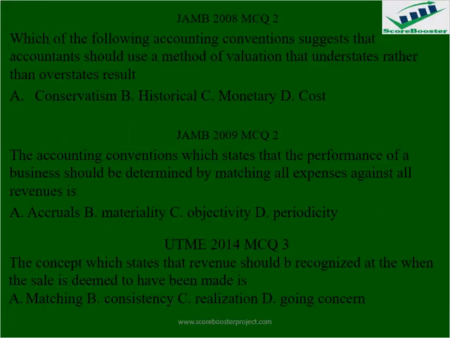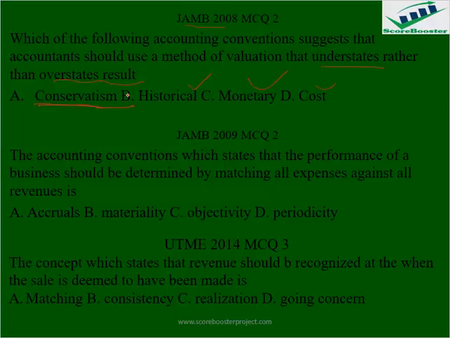So let's quickly look at past questions to see how far an examiner has gone. What we do here is to pick one or two examples. You can also lay your hands on past questions and read more of them. Now, the first one comes from question number 2, 2008 JAMB. Which of the following accounting conventions suggests that accountants should use the method of valuation that understates rather than overstates result? Conservatism. I've told you we should be prudent. That's just the answer. It's not historical, it's not monetary, it's not cost.